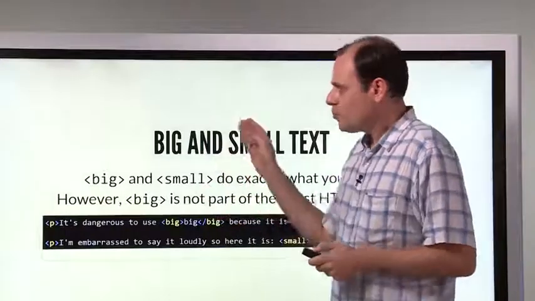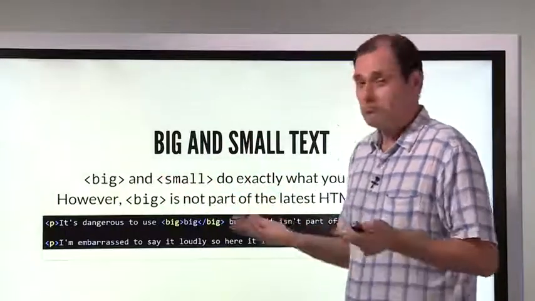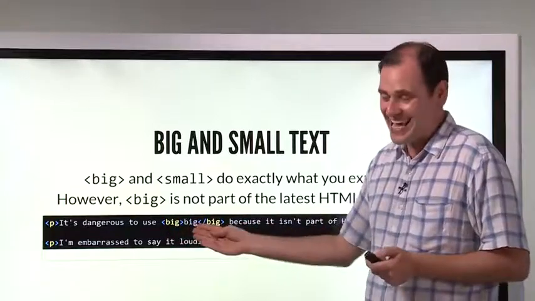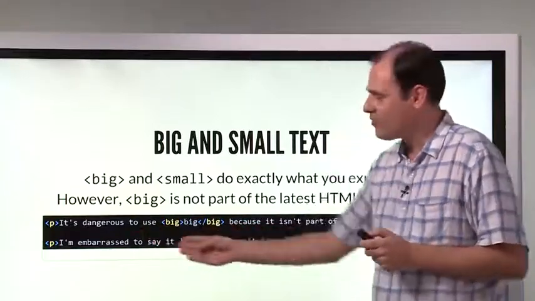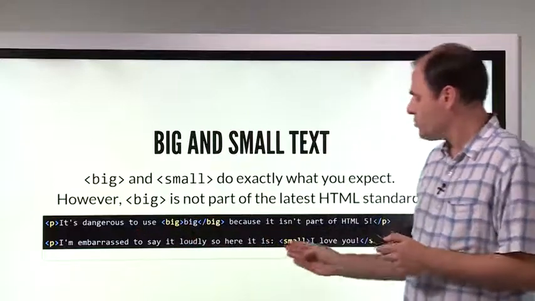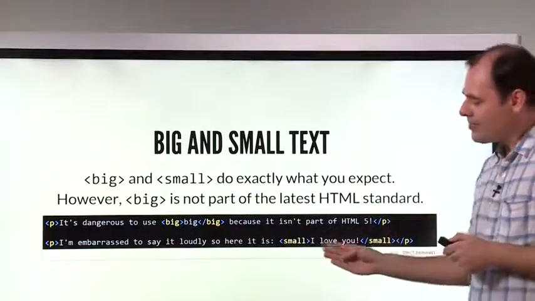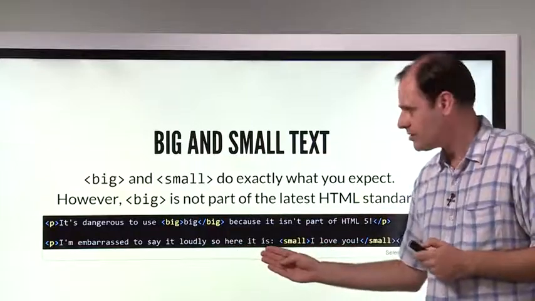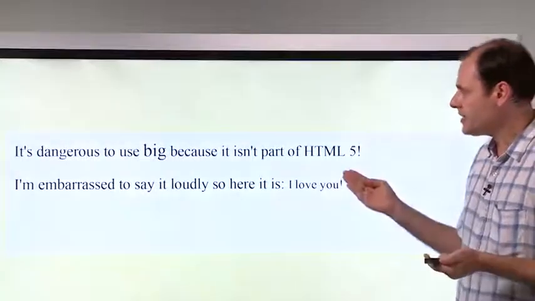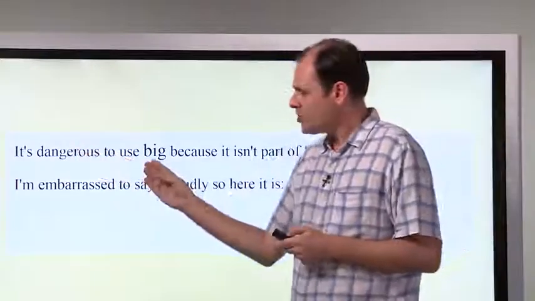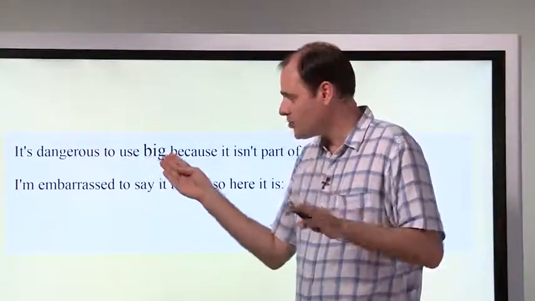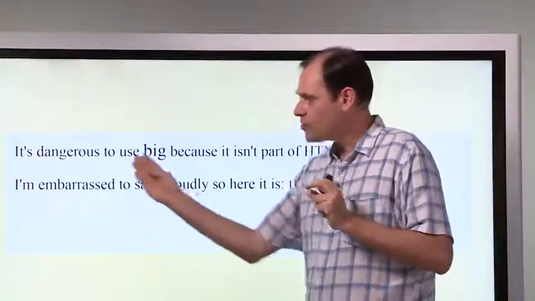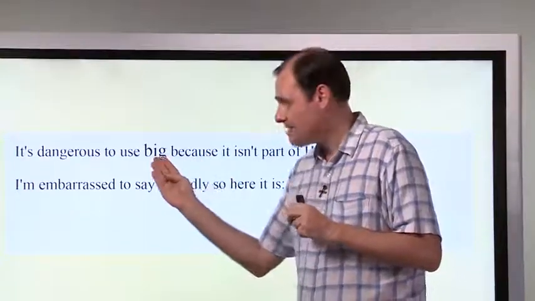Okay, let's move on. What else can we do? Big and small. You can guess what they do. Big/big is going to make this text bigger than the text around it. We've also got small/small. That text is going to be smaller than the text around it, which is this text. What does it look like? Looks like this. It's dangerous to use big. Now, it may be hard for you to see it, but that word is actually a little bit bigger than the words on the left and the right. It is bigger.